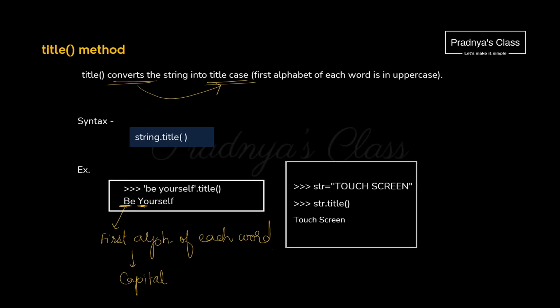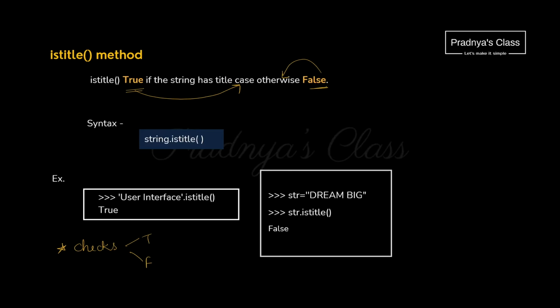Here we have one more method which will convert the string to title case. The name of the method is the title method. Title case means the first character of each word will be in capital. Then to check that title case, we have istitle. Yes, this string is in title case, that's why we got true. Look, the first alphabet is capital.